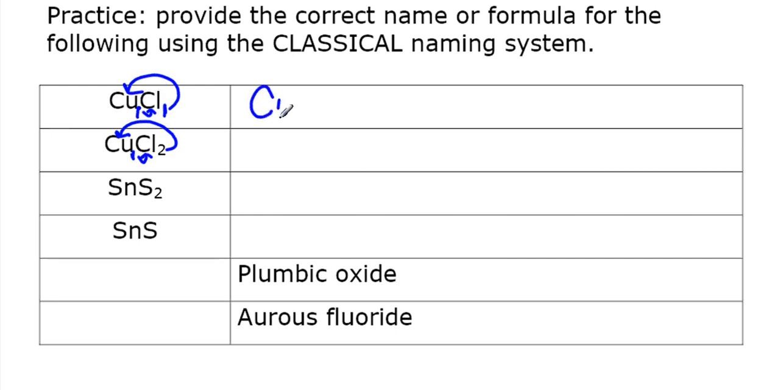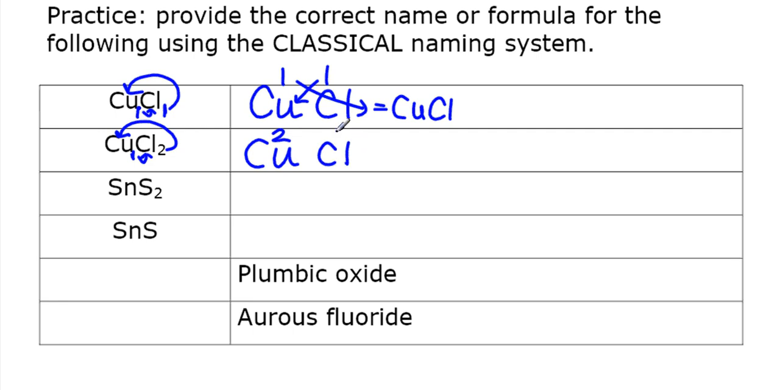If you remember doing the crisscross, if they both had a charge of 1, when you switch them, you would get CuCl like that. If the copper, though, had a charge of 2 instead, and the chlorine 1, when you do your crisscross, Cu stays the way it is, but this 2 comes down by the chlorine, and it looks like that. And that's where these two formulas are coming from. So sometimes you have to take a step back and look, what are the possible charges for copper? What's the charge for my nonmetal? And see which one's being used.